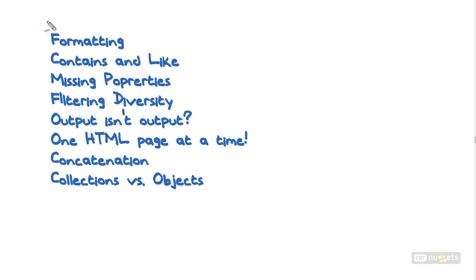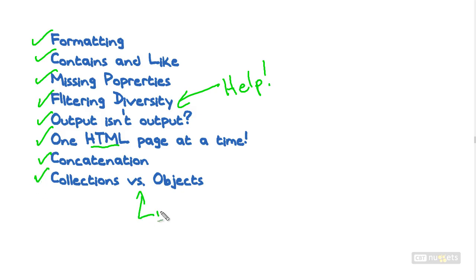All right, let's make sure we got all these things. We did formatting, we did contains and missing properties. Oh, we did cover the filtering diversity. This is just one that you have to get used to, and you have to be willing to read the help a lot. Understanding that output is not always what PowerShell considers output. HTML pages, one fragment at a time, not one page at a time. String concatenation, you can avoid so many issues just doing double quotes. And then collections versus objects, and a couple of the goofy things that version 3 came up with to make that even more confusing.